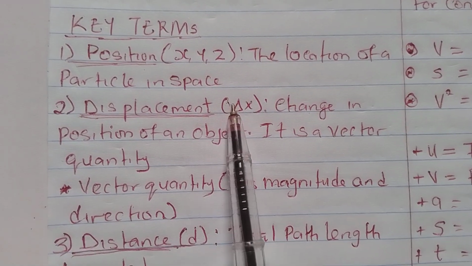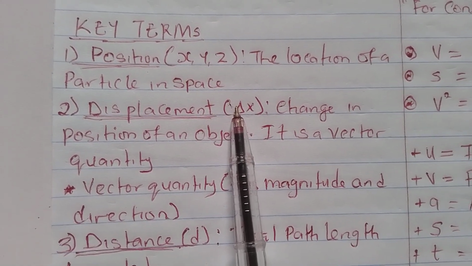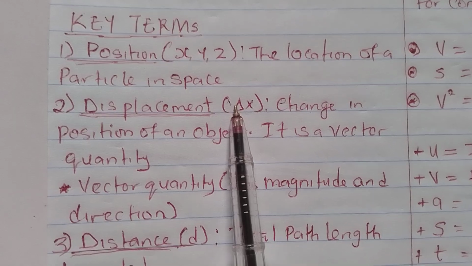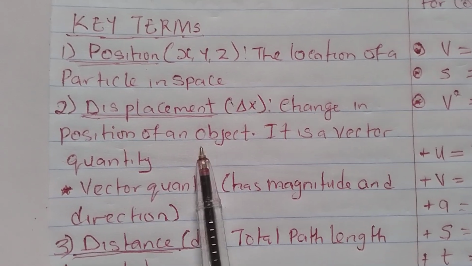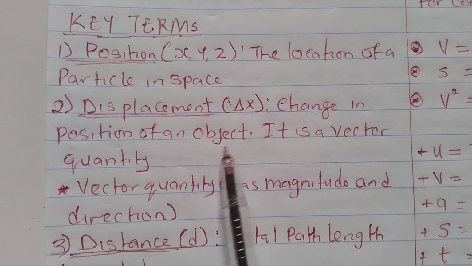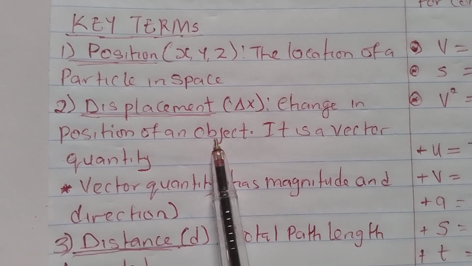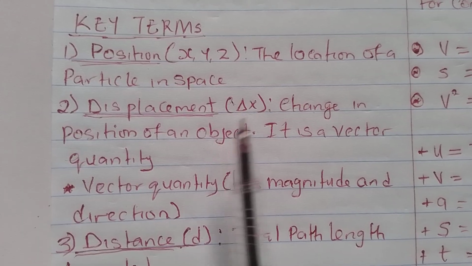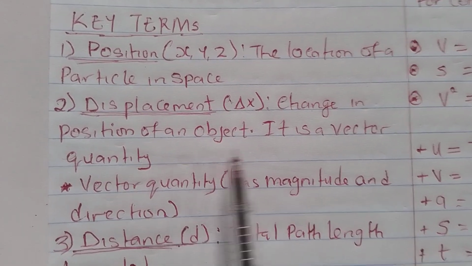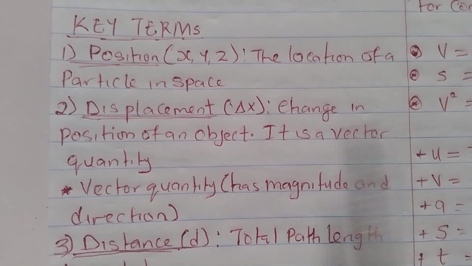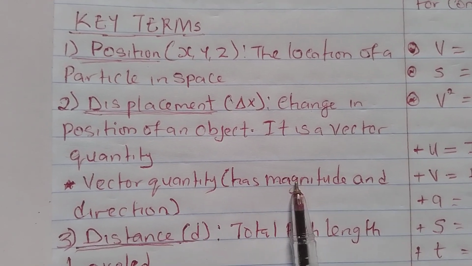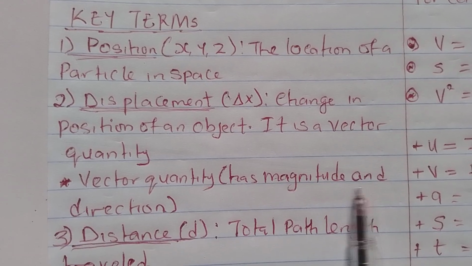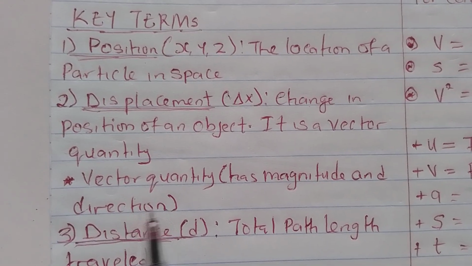Then on to the next one, displacement. Displacement has to do with change in the position of an object, but in a specified direction. Let's note it, in a specified direction. So it is a vector quantity because it is in a specified direction. Vector quantities are quantities that have both magnitude and direction.